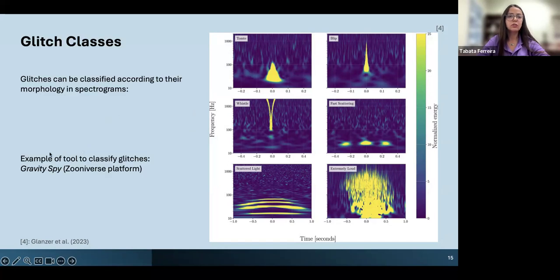There is a tool called Gravity Spy, which classifies these glitches and assigns them names. The names are given according to their morphology or sometimes according to their sources. We don't necessarily know the source of the glitch, but sometimes we do, and then we can classify them accordingly. There is a Zooniverse platform. It's public and open to everybody interested in helping classify glitches and learning about them.